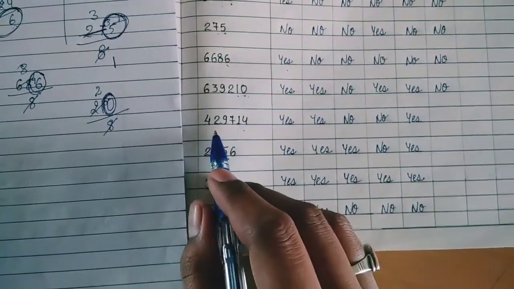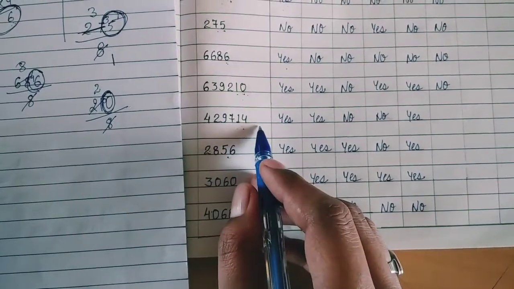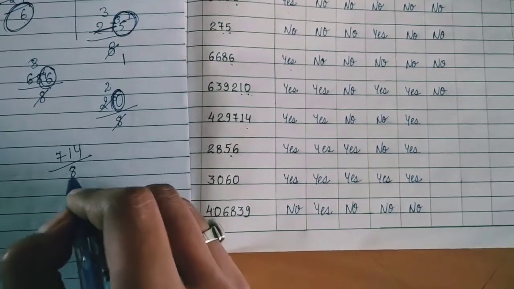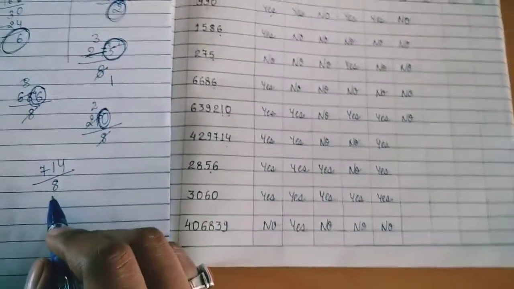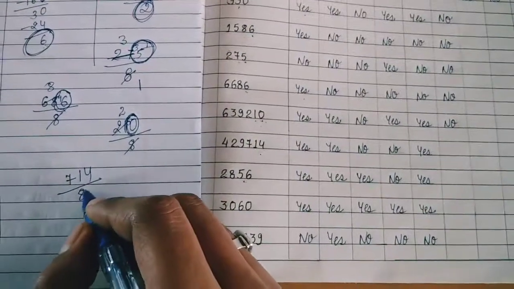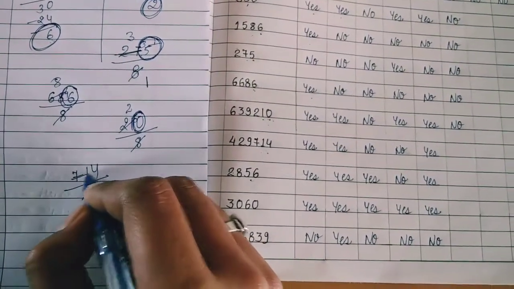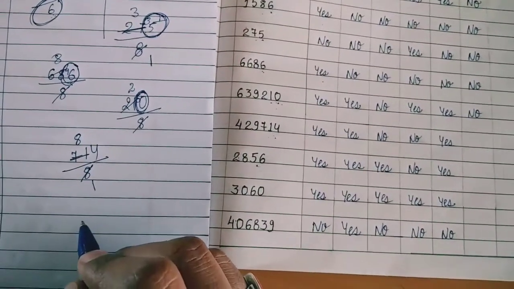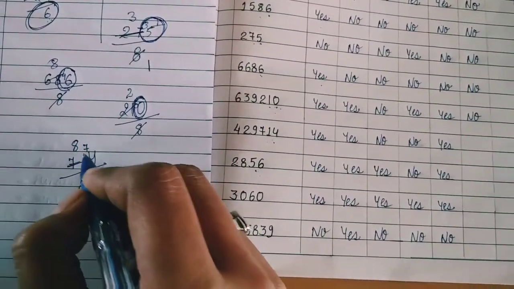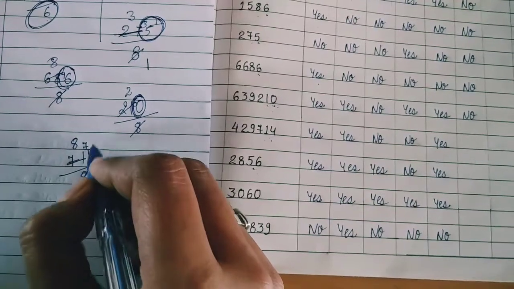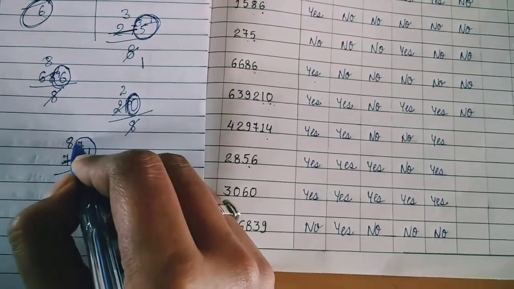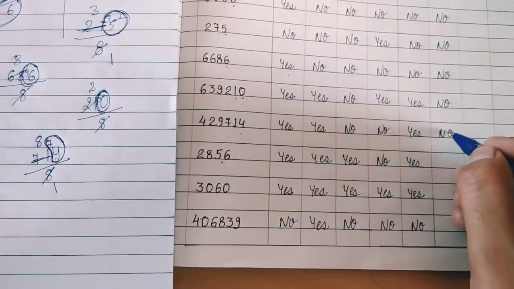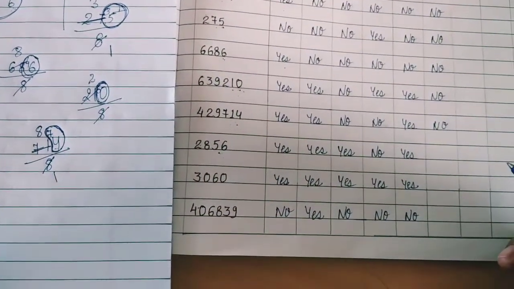Then the next number is 429714. Its last 3 digits are 714. Is 714 divisible by 8? Simply we will check. 8 8s are 64. So that 7 comes here and becomes 74. Is 74 divisible by 8? No. So this number is not divisible by 8.